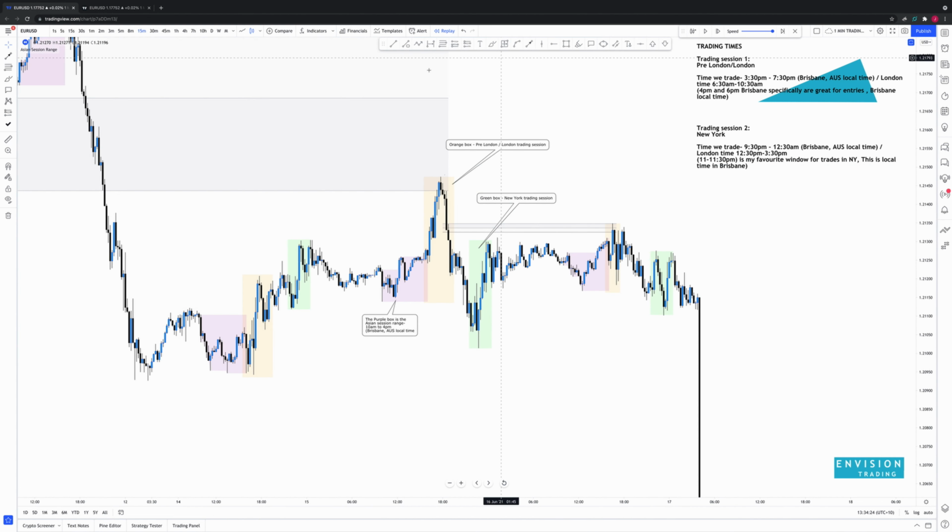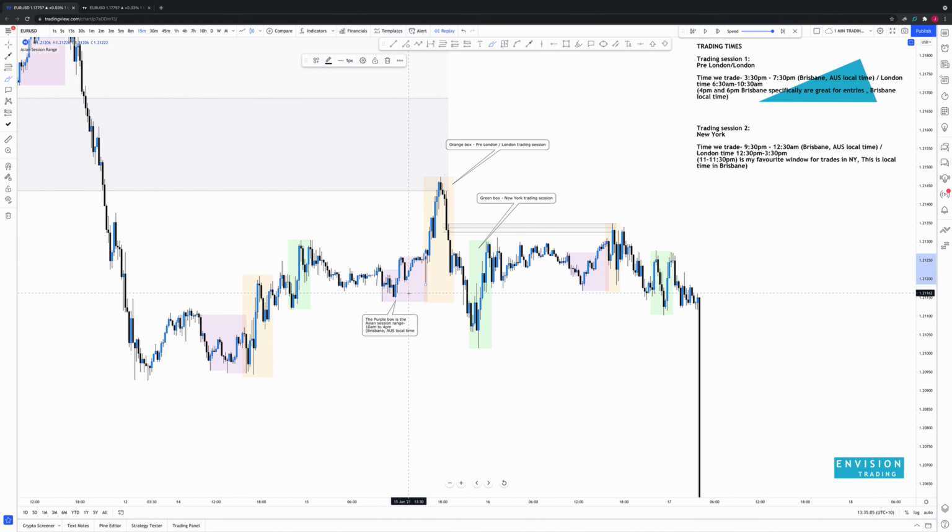Firstly, I'd just like to add, when we are trading, we have this purple box on, which is the Asian session range, and we don't have the orange box on, and we don't have the green box on. The orange box is the pre-London and London trading session, which is only 4 hours, and the green box is the New York trading session, which is 3 hours.